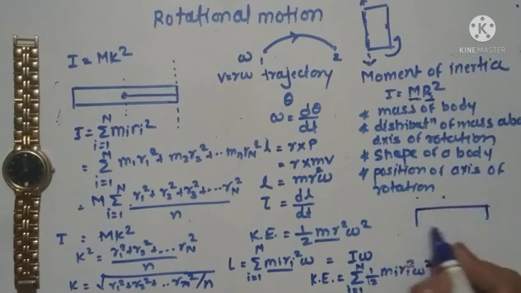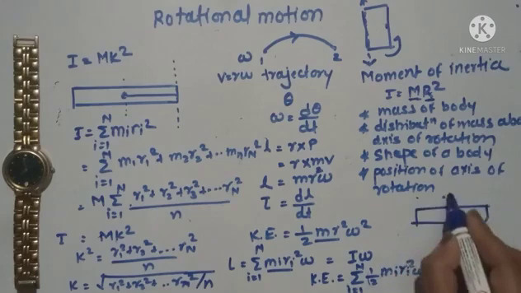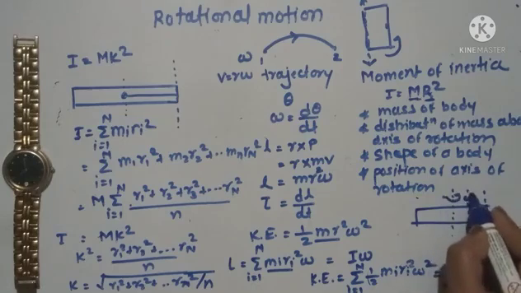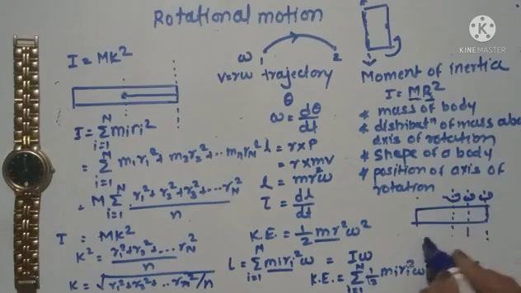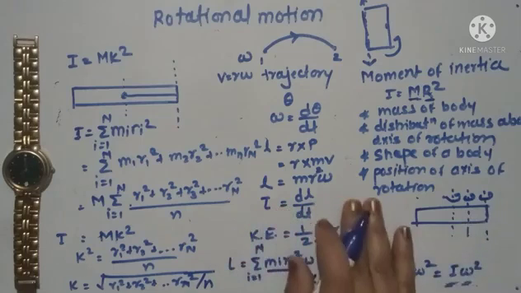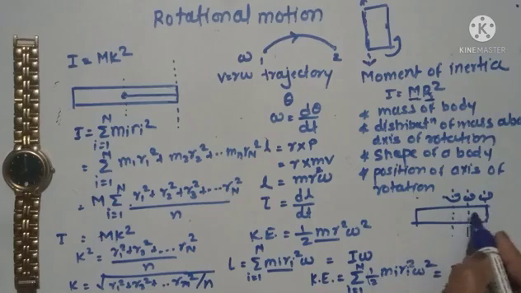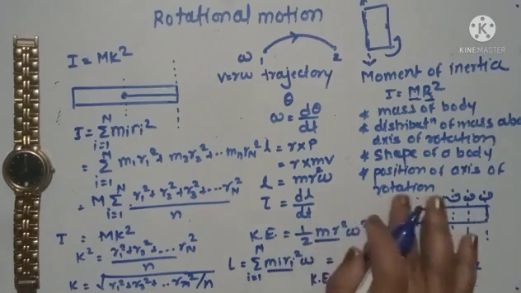First, suppose this is a rod. Its moment of inertia passing exactly through the center, passing through one end, and passing through the middle will be different. So the moment of inertia for each and every axis of the rotation will be different. Right? So in the next lecture we are going to see the different moments of inertia about different axes of rotation for different shapes.